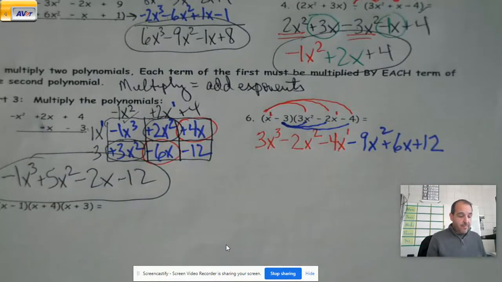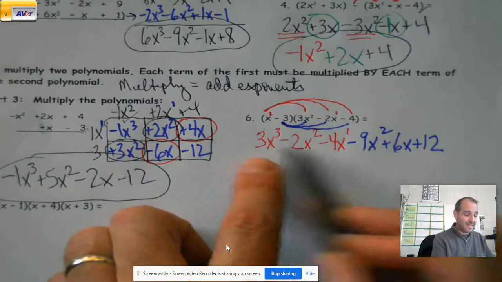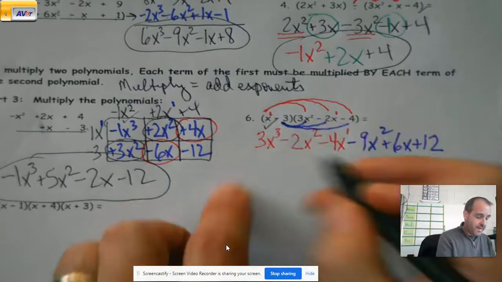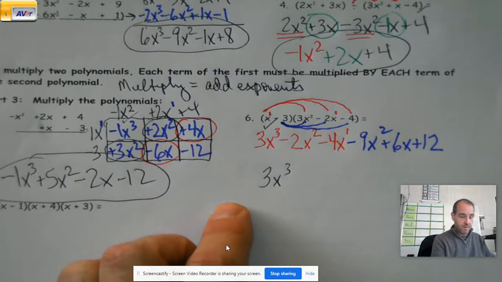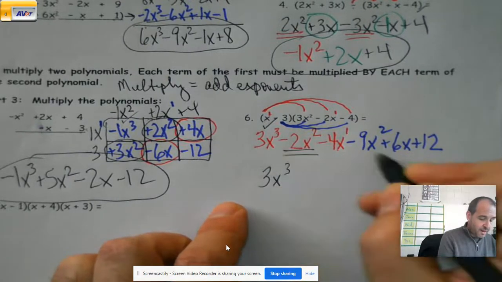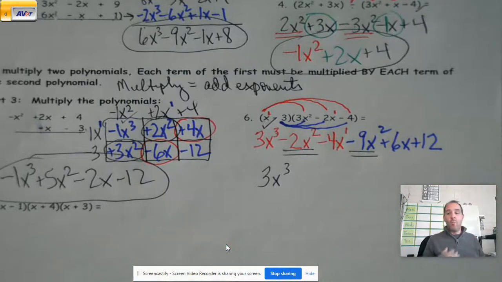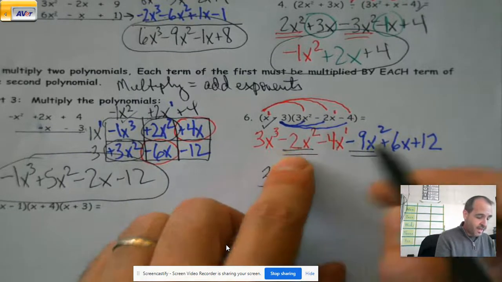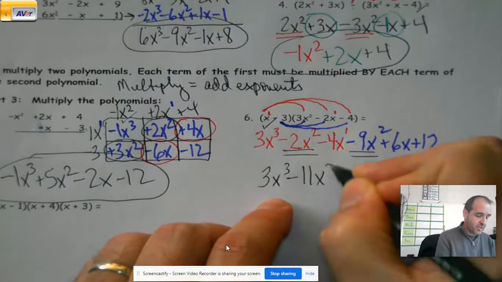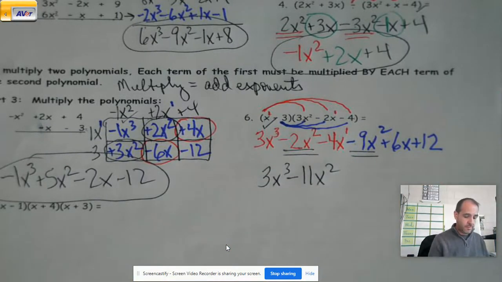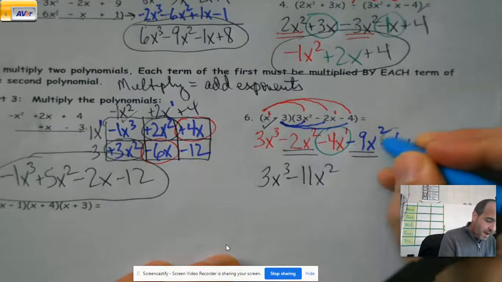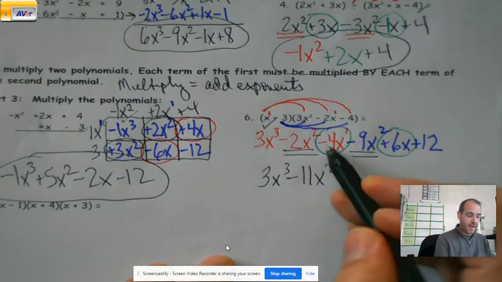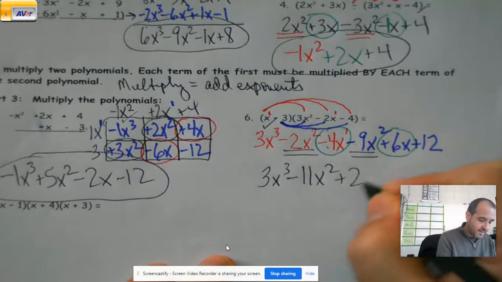From here, it's the same thing. Go looking for your biggest exponent. When you find it, write that first. Then x squareds, I have 2 of them. Again, no more messing with the exponents. We're just combining like terms. Negative 2 and negative 9 is negative 11x squared. Negative 4x, positive 6x. Negative 4 plus 6 is 2x.